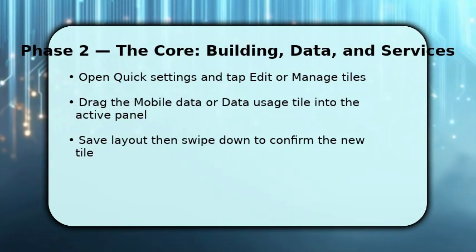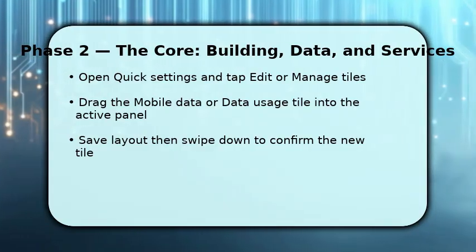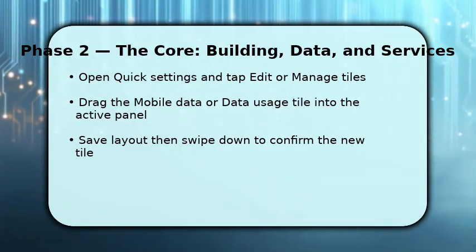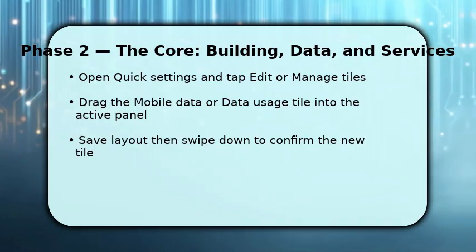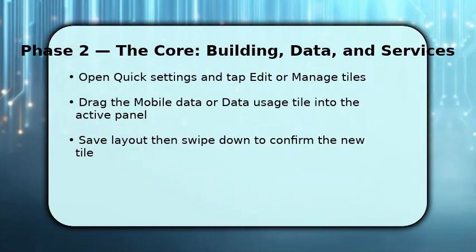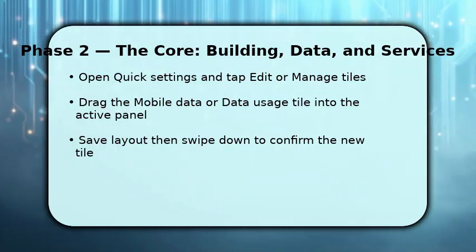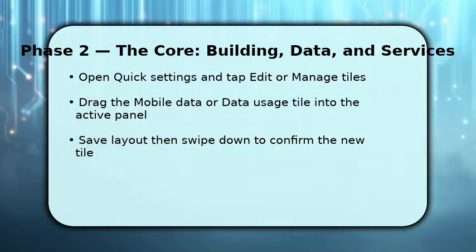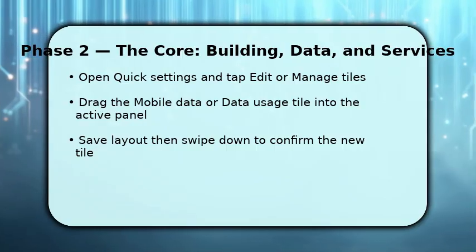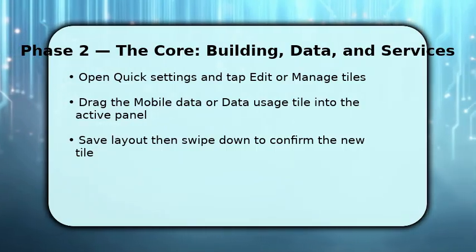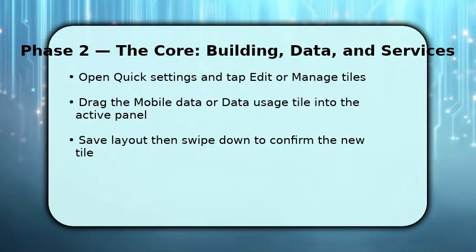Next, add a quick tile so you can view or toggle data quickly. Pull down the notification shade and tap Edit or Manage Tiles. Once the grid opens, find Mobile Data or Data Usage in the Hidden Tiles list. Drag that tile into the Active Tiles area and position it where you want. This creates a one-tap view or shortcut. Make sure to save or exit edit mode properly.